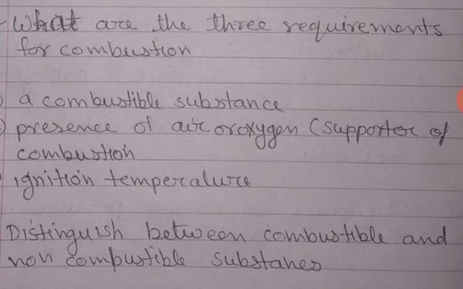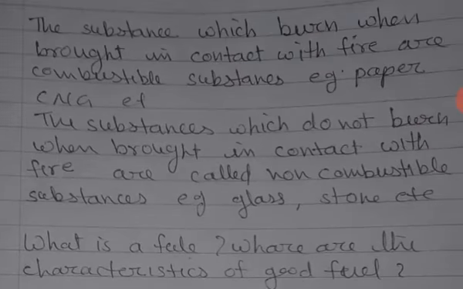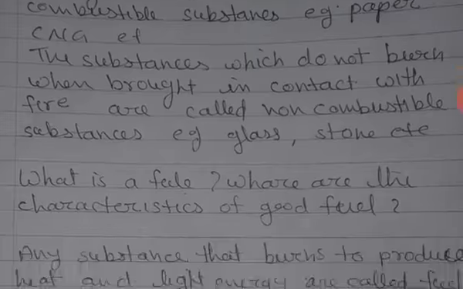Distinguish between combustible and non-combustible substances. The substances which burn when brought in contact with fire are called combustible substances. For example, paper, CNG, etc. And the substances which do not burn when brought in contact with fire are called non-combustible substances. For example, glass, stone, etc.